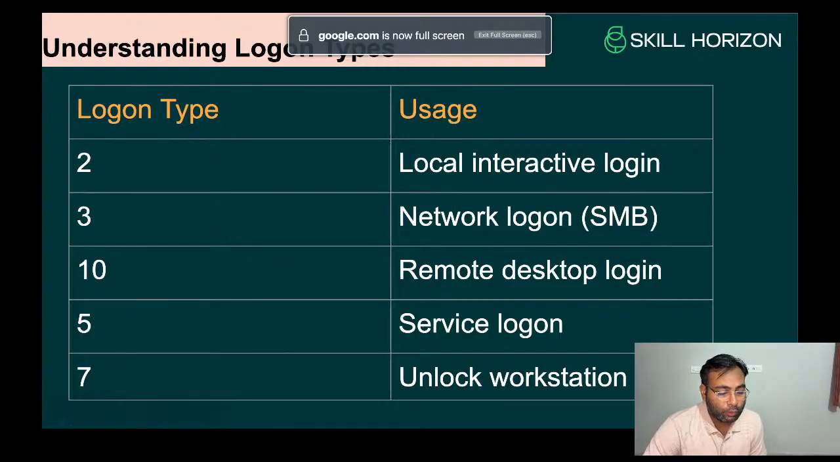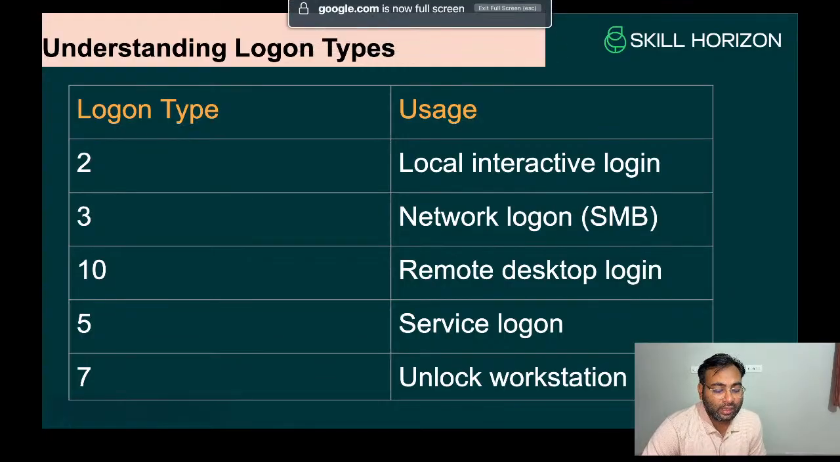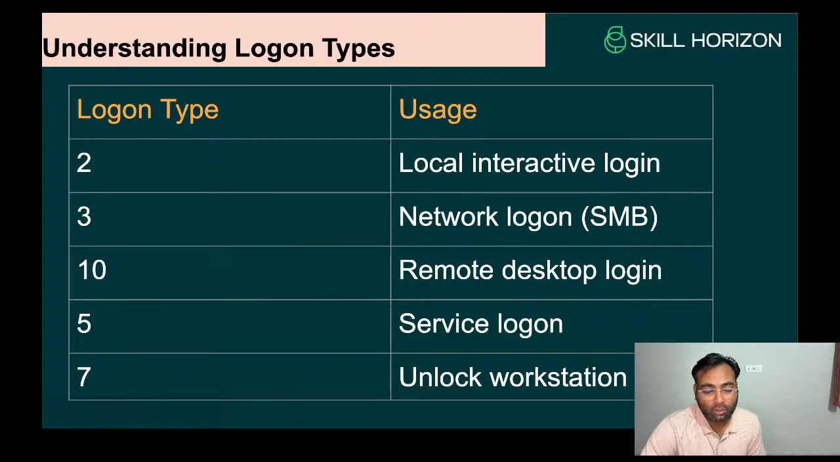Logon type 2 is local interactive login, like physical login. Logon type 3 means network login through SMB, which is a protocol. Logon type 10 is remote desktop login through RDP. Logon type 5 is for service logon. And logon type 7 is unlock workstation. So these are the common logon types which you will need to analyze apart from the event IDs.